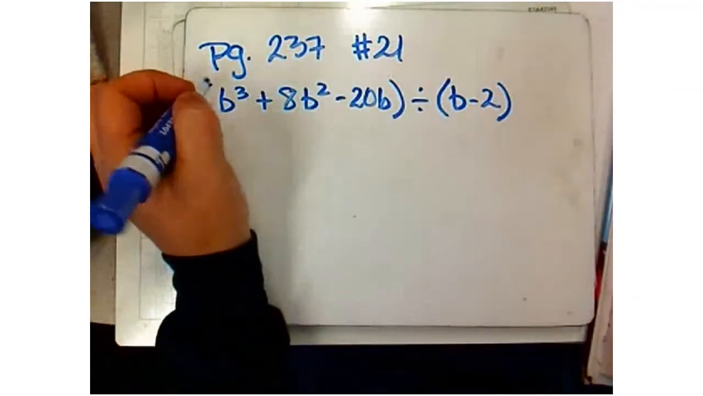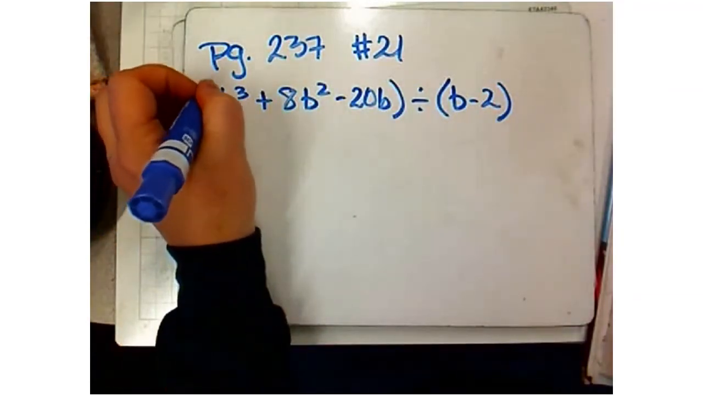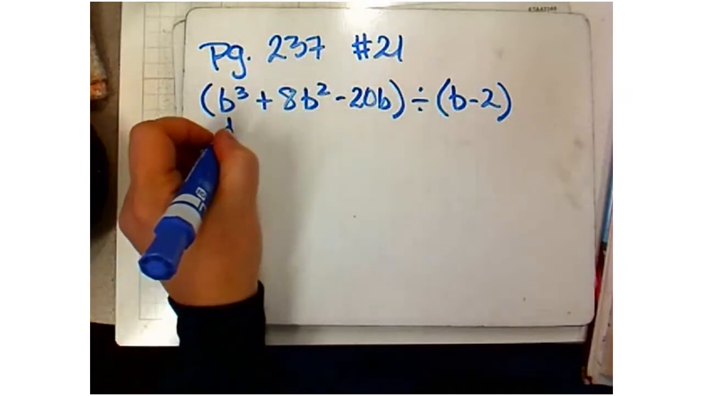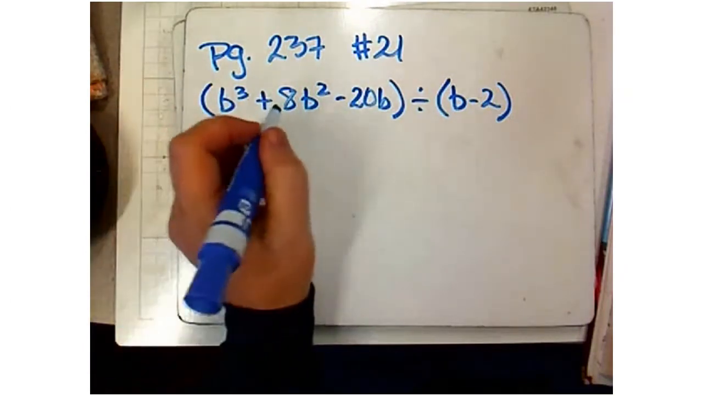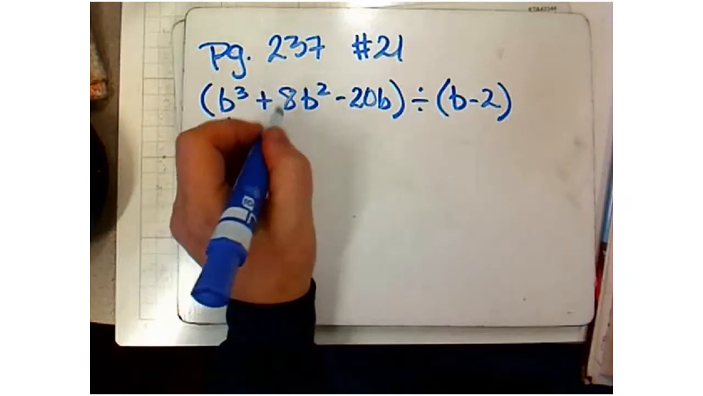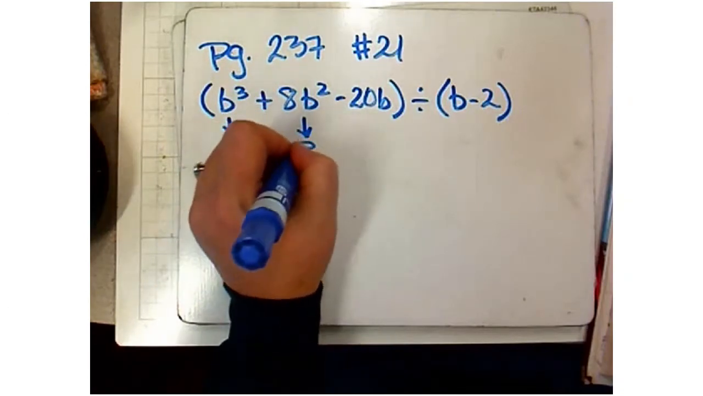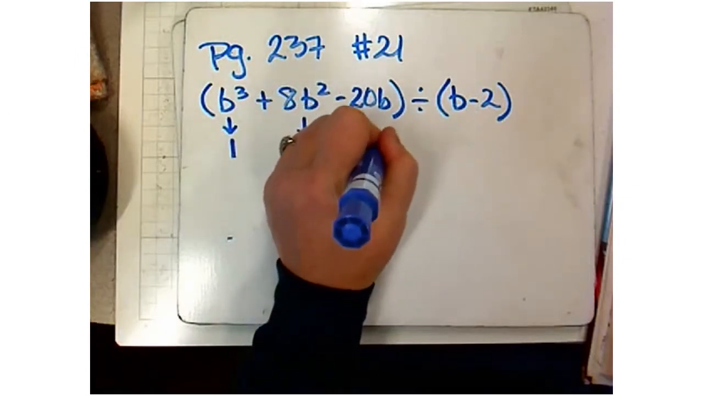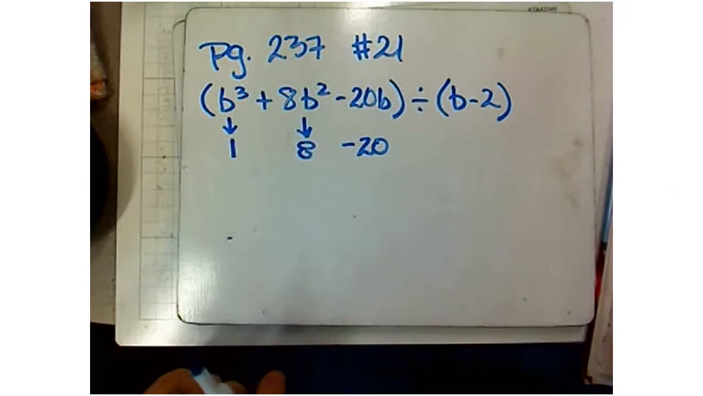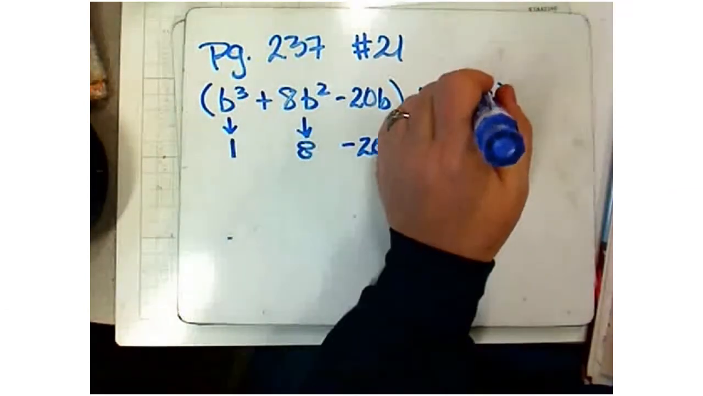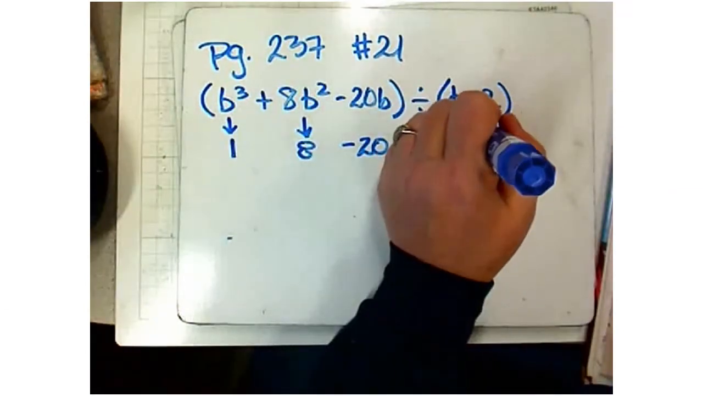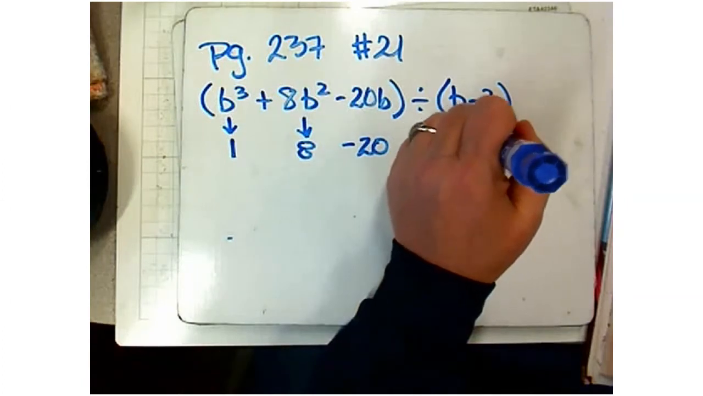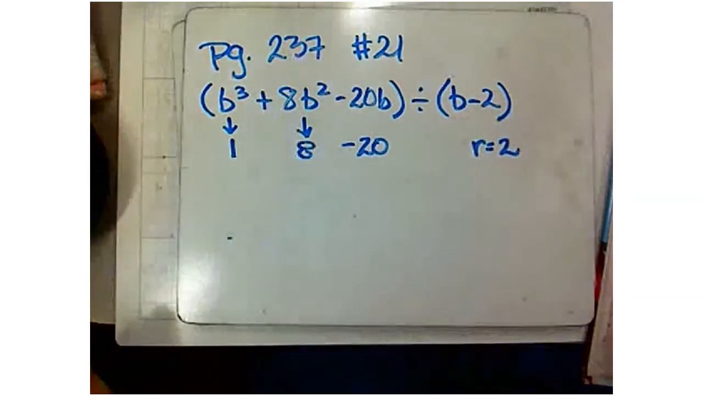Now we notice all the terms. What's the coefficient of each term? What's the coefficient of the b to the third? 1. What's the coefficient of the b squared? 8. What is the coefficient of the b? Negative 20. All right. And our r value on our b minus 2, it's a negative 2, and we're going to change it to what? Positive 2. It's b minus 2, so we're gonna change it to a positive 2.